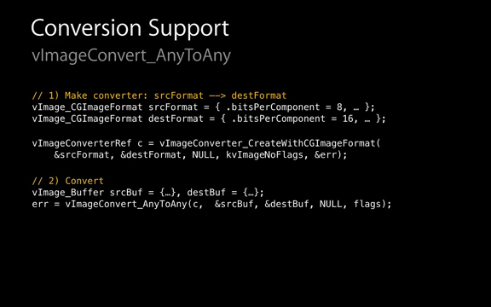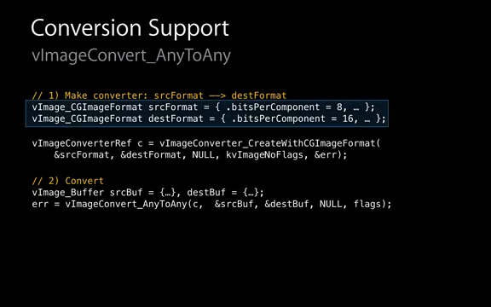Last year, we also introduced a high-level entry point to some really amazing conversion support. And this is through vImageConvert_AnyToAny. It does exactly what it sounds like it's going to do. It allows you to convert between nearly any pixel format and any other pixel format. Again, just at a high level, for further details, see last year's talk.